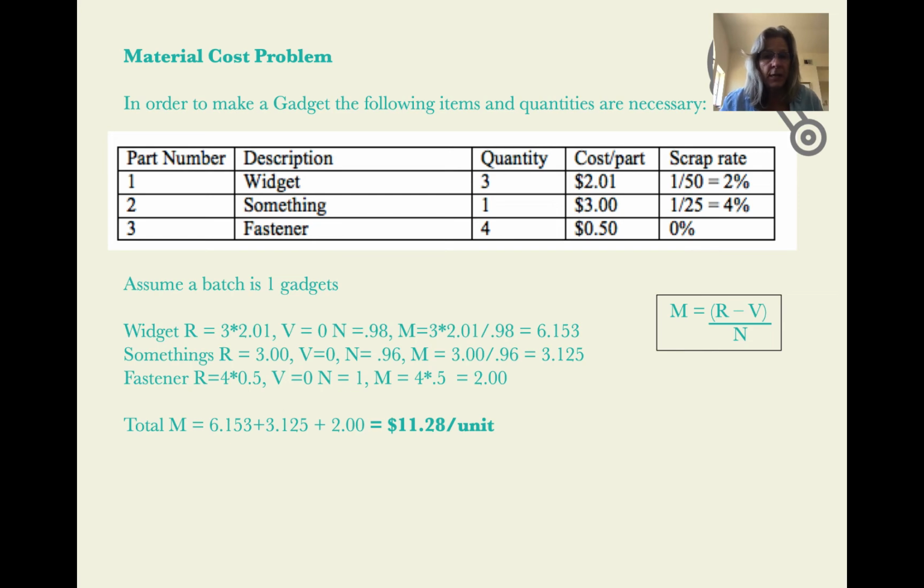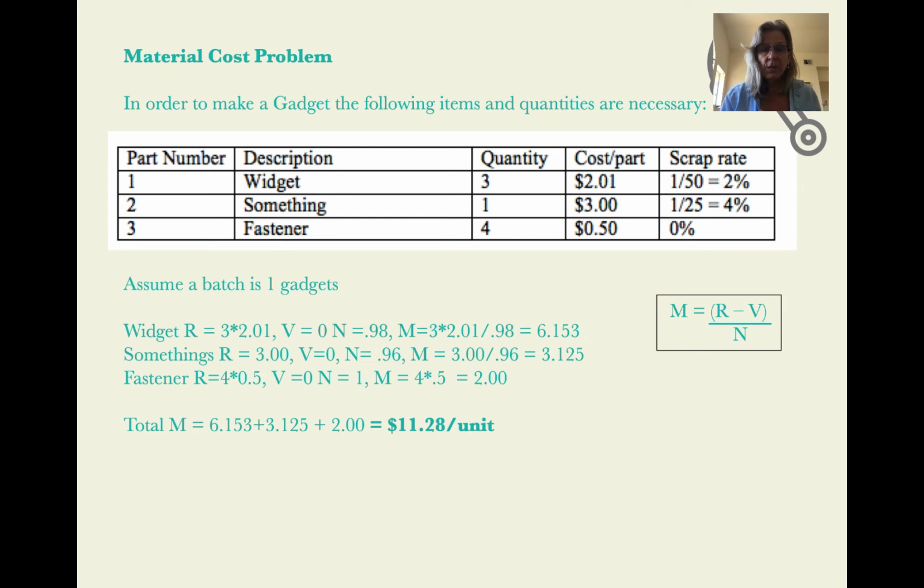And the way we do that is we do the same calculation we did before, where we take 3 widgets and we multiply the cost per widget at $2.01. That's the R value. Again, V is 0, and N is 0.98. So on average, we start with 1 good part, but once in a while, 1 in every 50, we have a bad part. And so we've paid for the good part, but we only get 0.98 good parts out. So that changes the calculation for each of these.